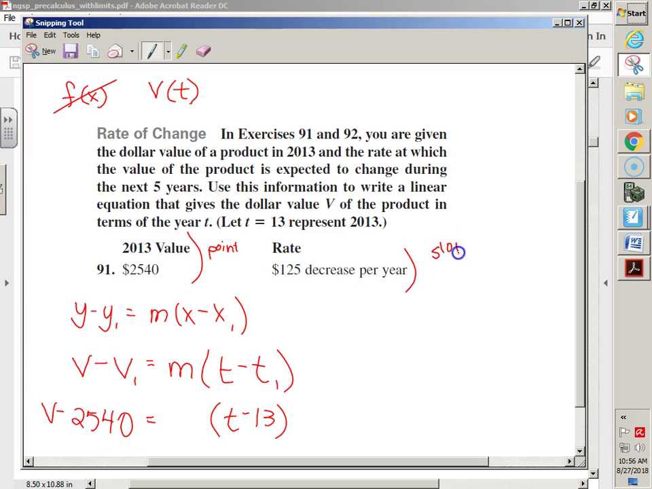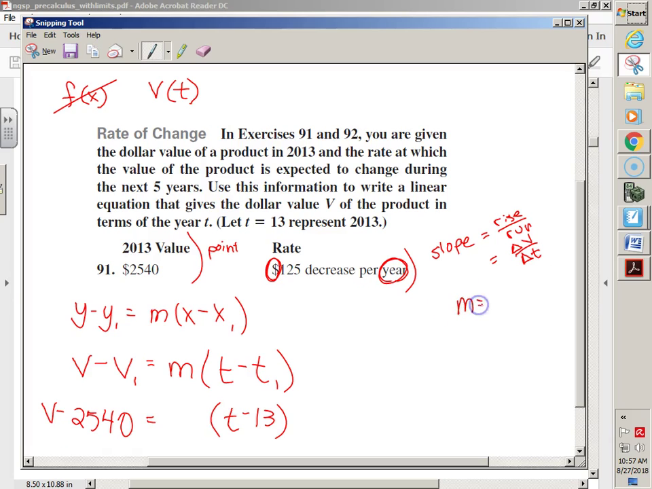Yeah, I was looking for the easy way of saying it. There's the slope. If you want to know why it's slope, isn't slope rise over run? Change in y over change in x. Wouldn't that be change in v over change in t? And wouldn't change in v be measured in dollars? And wouldn't change in t be measured in years? When they said dollars per year, they gave you the slope.